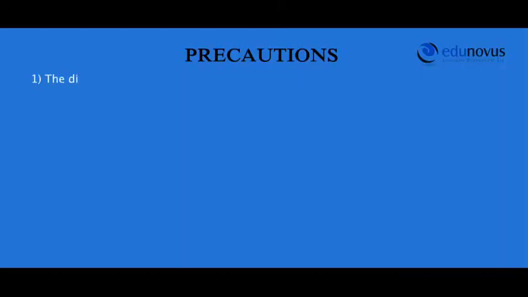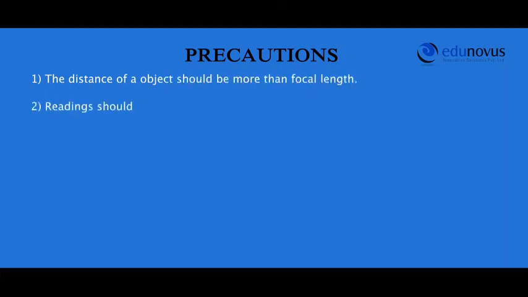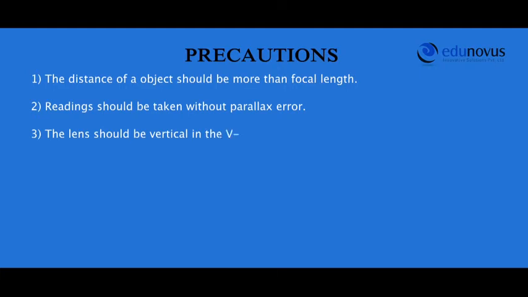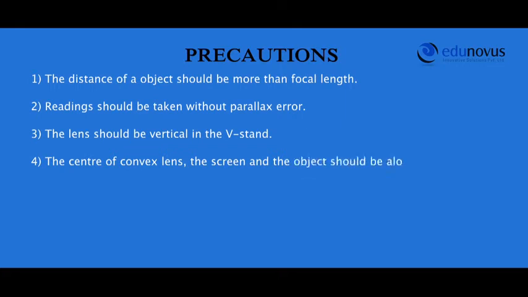Precautions. The distance of the object should be more than the focal length. Readings should be taken without any parallax error. The lens should be vertical in the V stand. The center of the convex lens, the screen, and the object should be along the same horizontal line.